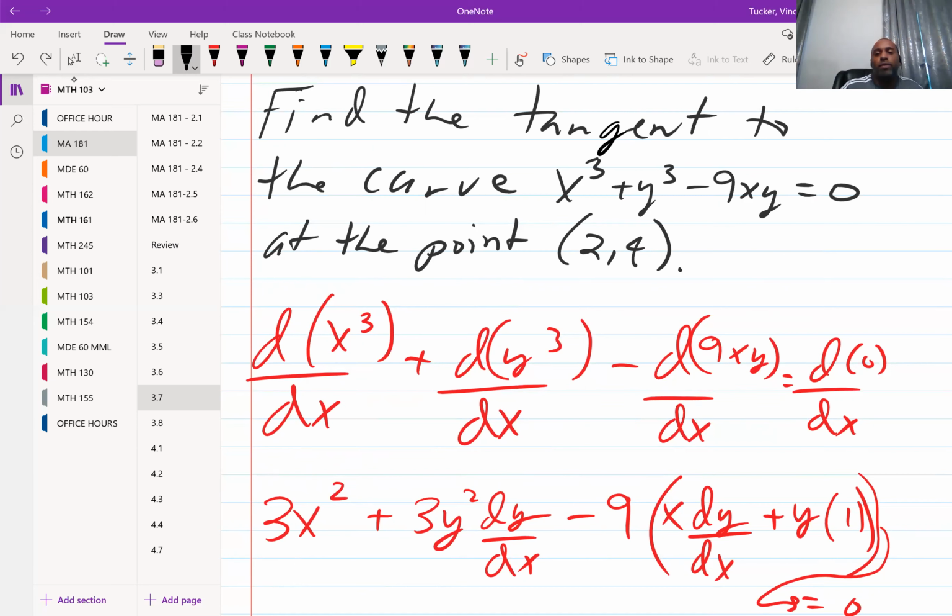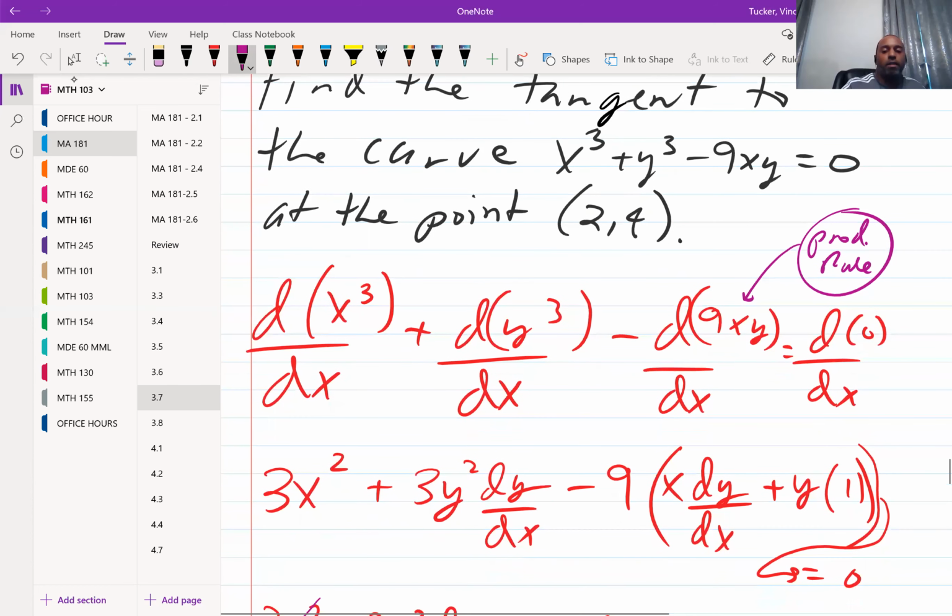Then taking the derivative of 9xy. And here, once again, we have to make sure we hold true to the product rule. So take the derivative of x and the derivative of y. So that's why we have u v prime. So that's x dy/dx. And then v, which is u, derivative of x is 1.